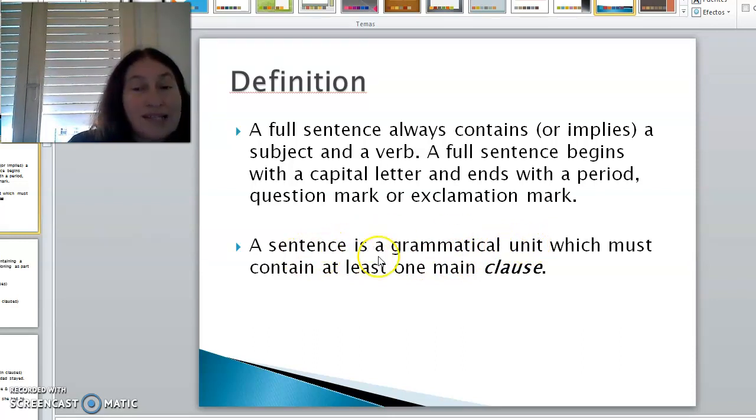We have seen the sentence is one of the grammatical units, and we have said that some approaches to the study of grammar take the sentence as the highest unit of grammatical analysis. So it is a grammatical unit which must contain at least one main clause. Well, this is a notion which is not so well known as the notion of sentence. That's why now we should move on to talk about the clause.